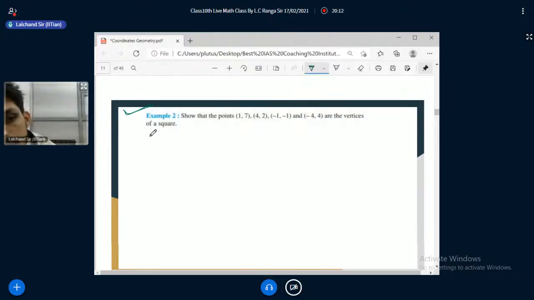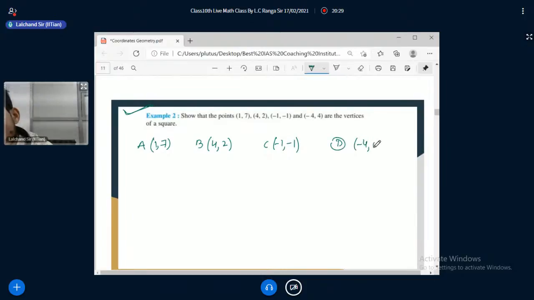Okay, we have points. First, let's suppose point A is (1, 7). Point B is (4, 2). Point C is (-1, 1), and point D is (-4, 4). So, can you tell me what is the property of a square? What is the property of a square? Which property we should use here to prove this is a square?